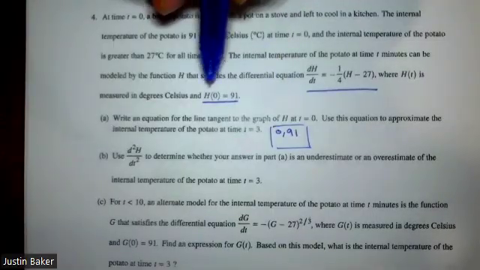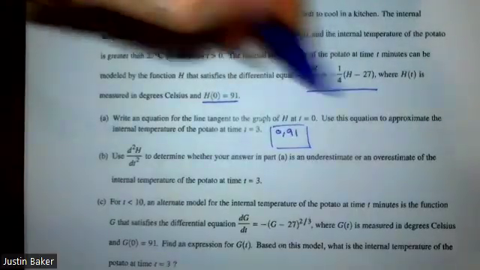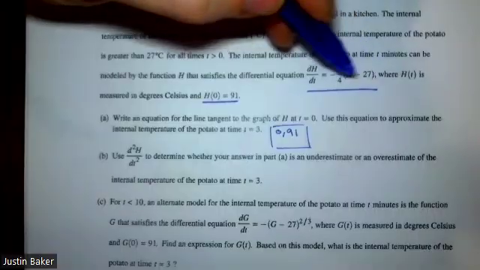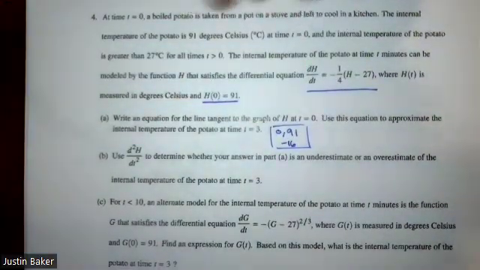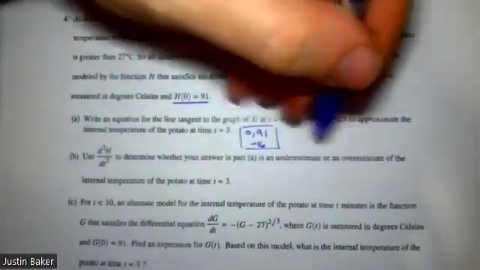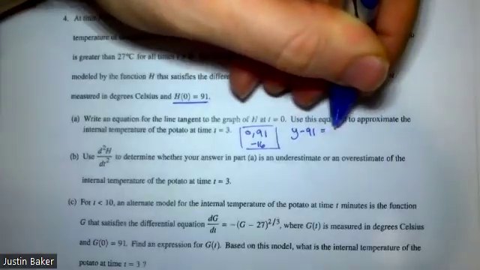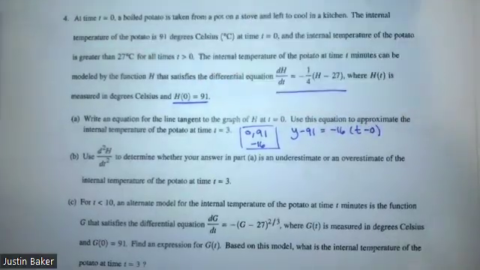Our point would be 0 for t and 91 for the temperature H. Then to figure out the slope, you would go up to the derivative and plug in 91 for H. When you do that, it should result in -16. Then finding your tangent line, this would be y minus 91 is equal to -16 times (t minus 0).